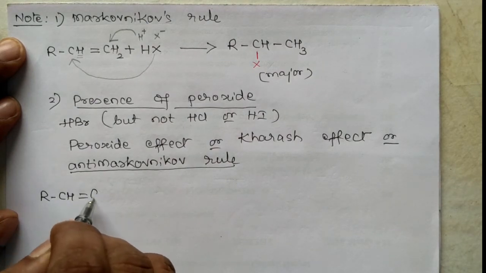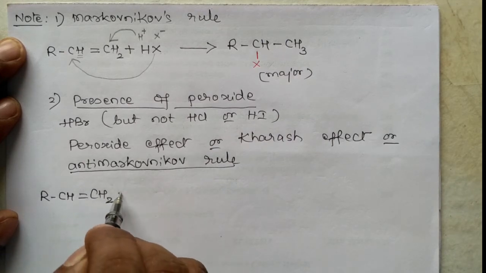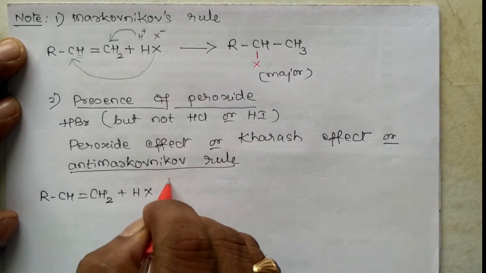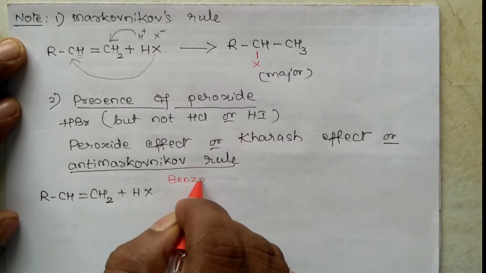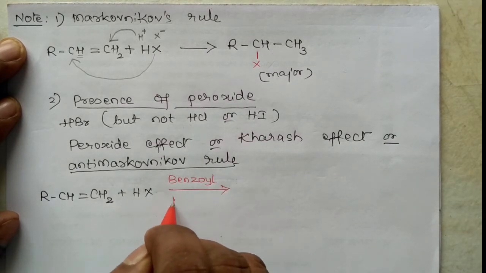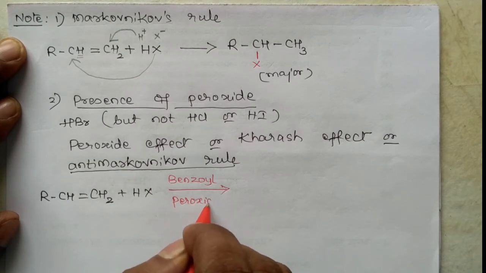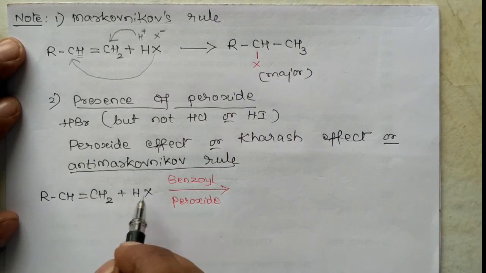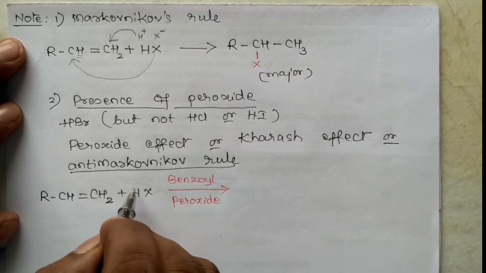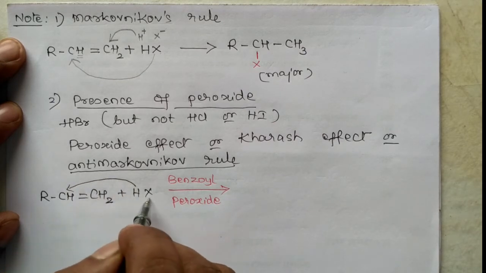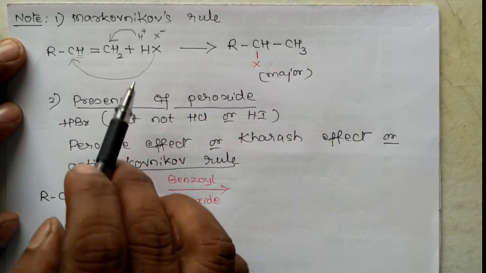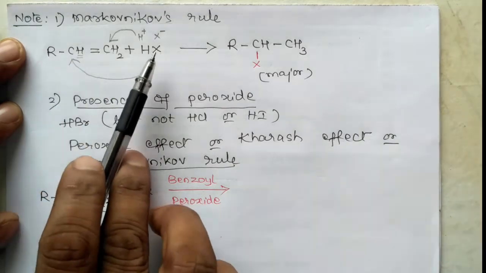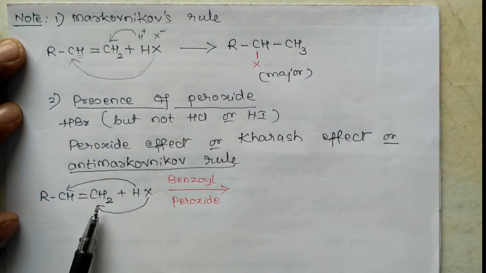R CH double bond CH2 plus HX in the presence of benzoyl peroxide. Yes, addition of this X takes place to terminal carbon atom, and then here H is added to this carbon atom, X is added to this carbon atom. Against this rule, here X is added to the carbon atom containing less hydrogen, but in this case X is added to the carbon atom containing more hydrogen.